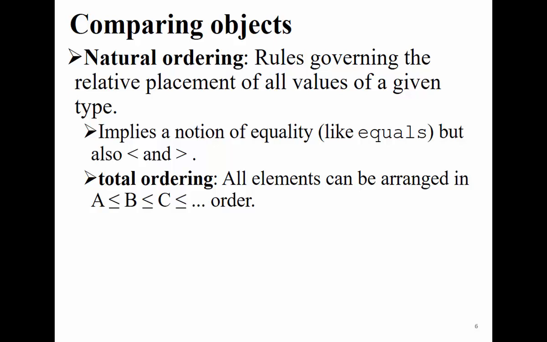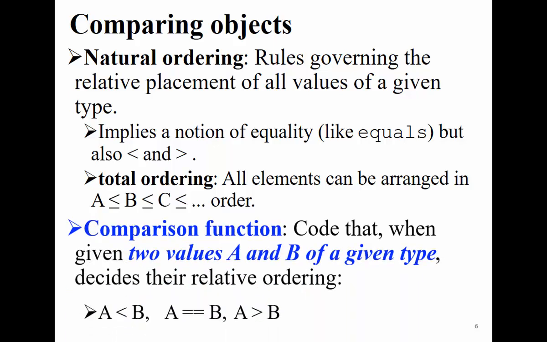We have equals that compares objects for equality, okay? Sometimes you have objects A, B, and C. You need to make A less than or equal to B, and B less than or equal to C. It's good when you create an object in Java to be able to arrange the objects based on some kind of order. So to be able to do this, we have comparison methods. If we have object A and object B, we need to say A is less than B, A is equal to B, or A is greater than B.